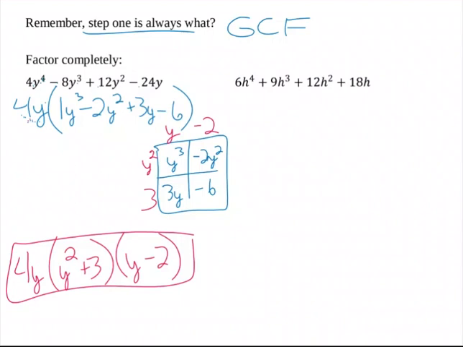6 goes into 12 and 18, but not into 9. 9 is odd, so I know 2 can't go into 9. The other factor of 6 is 3. So it's 3.